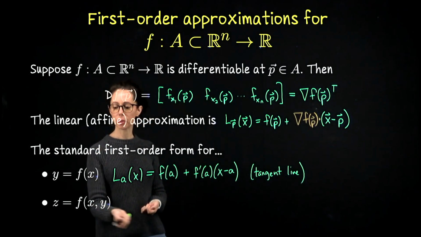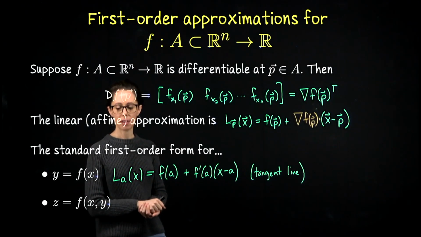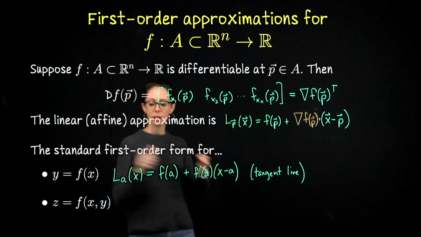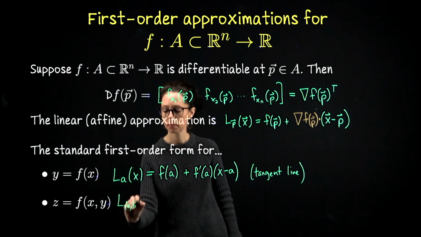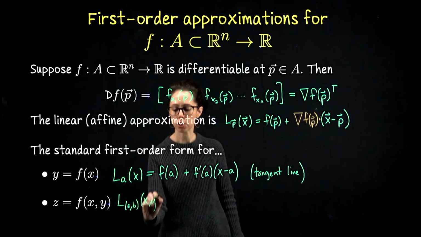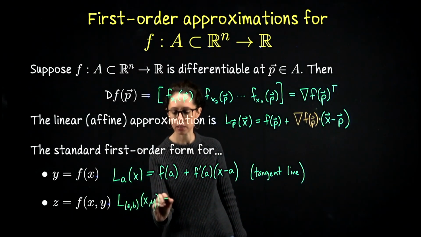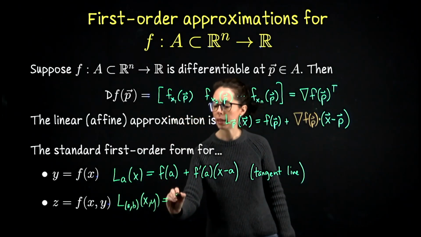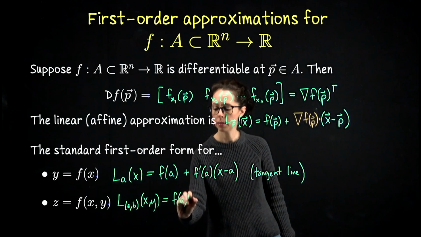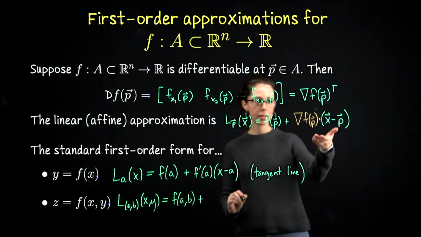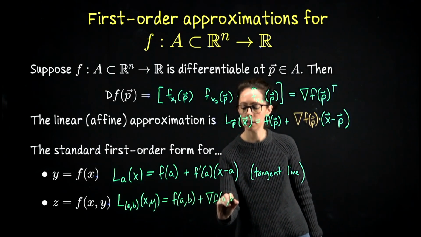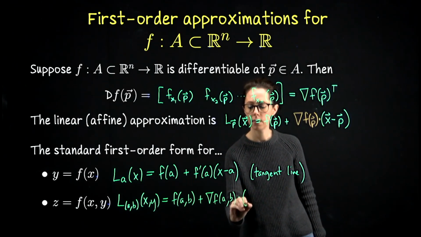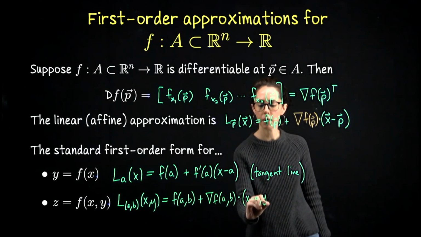For a function of two variables, say z equals a function of x and y, the first order approximation centered at, say, (a, b) is the tangent line approximation, or sorry, tangent plane approximation. So that would be f at (a, b) plus, let me take this form, the gradient of f at (a, b) dot the vector (x minus a, y minus b).